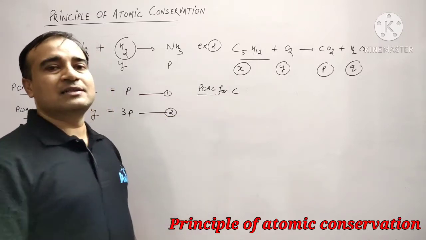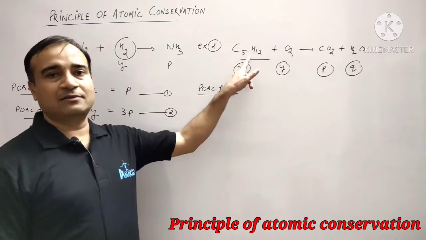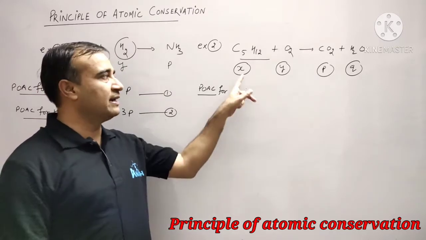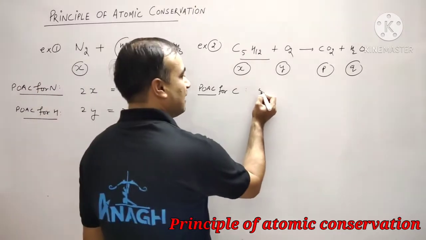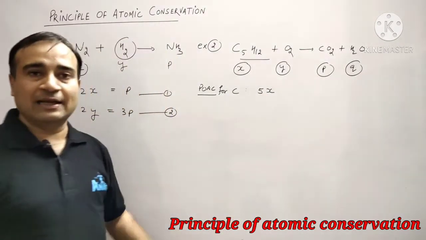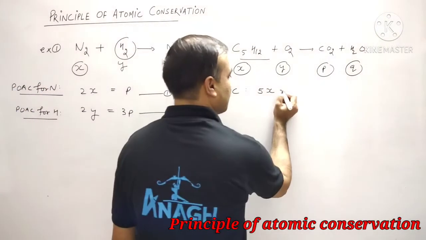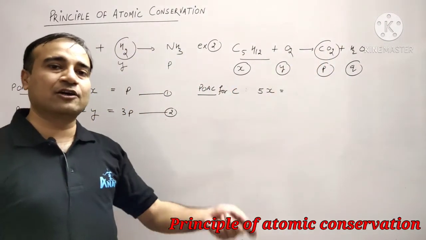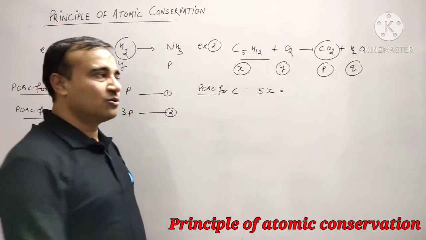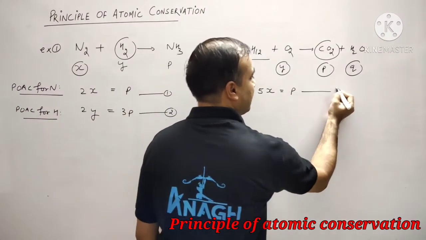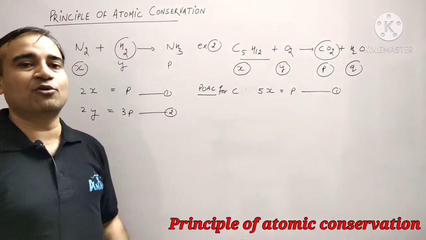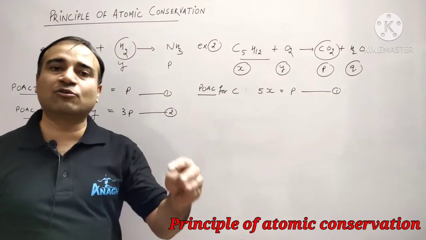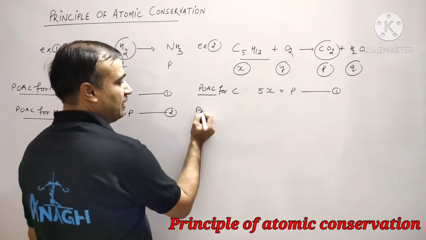Then tell me, what is the atomicity of carbon in pentane? That is 5. How many moles of carbon atoms must be present in X moles of pentane? That is 5x. And at the product side is equal to how many moles of CO2 is formed? P moles. And what is the atomicity of carbon in CO2? 1. So 5x is equal to P. That is the equation of POAC for carbon. Similarly, we can apply this equation for hydrogen and oxygen atoms respectively.